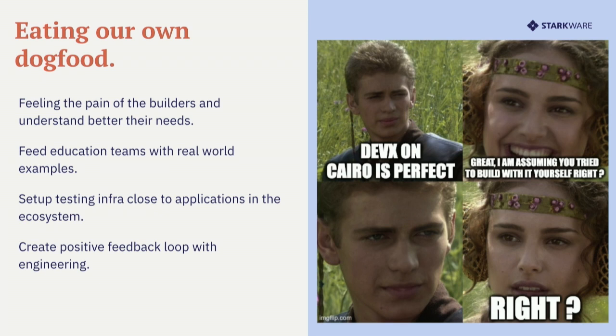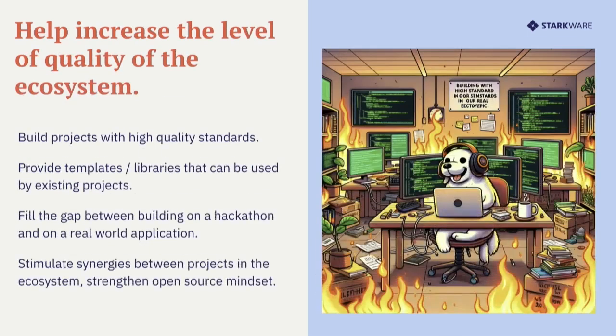We can internally set up some testing infrastructure that is close to what applications on Starknet will have. And we can try to create a positive feedback loop with engineering, because by using our tech, we understand it better and we know how it is to use it as a user of this technology. We try to help to increase the level of quality of the ecosystem.